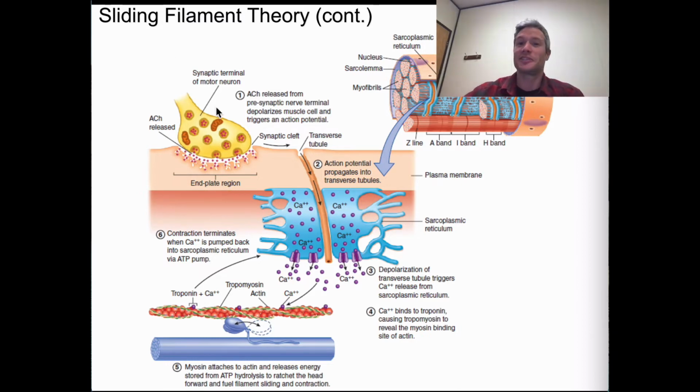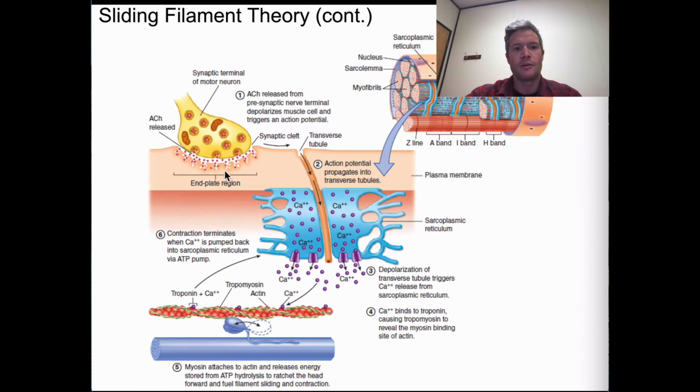We'll start off with the signal coming down the last neuron that's reaching our muscle. We have our neuromuscular junction, which is right here. We have the synaptic cleft, which is the space between a nerve or neuron and the other side, whatever that happens to be. Usually it can be another nerve, or here we have a muscle.